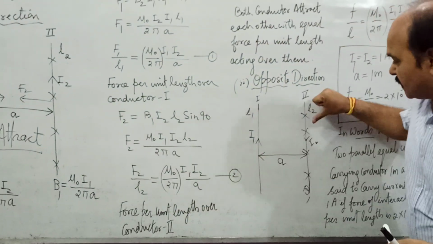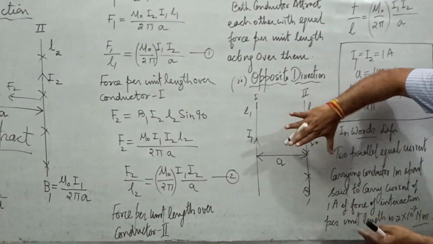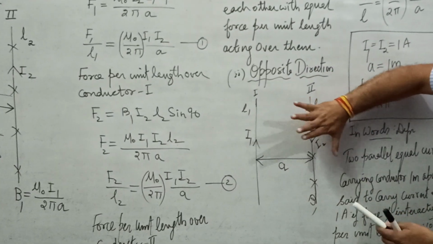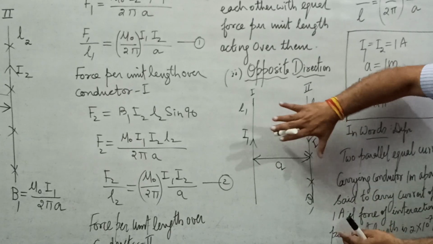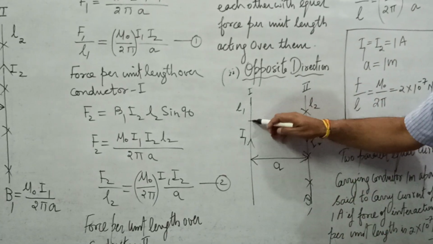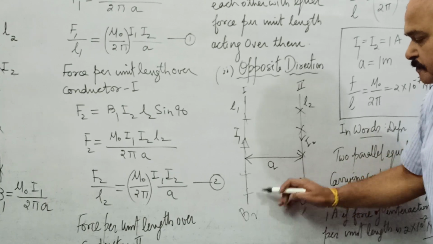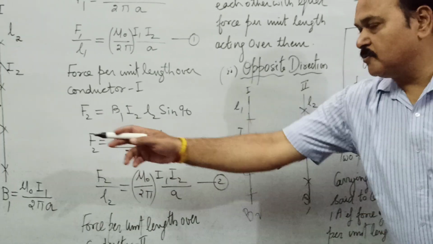Magnetic field because of this conductor here would be what? Again cross. See, this time the current in this conductor is where? In the downward direction. So the magnetic field here would be in the direction which is what? Cross. This is the magnetic field because of conductor number 2 here, B2. The value of B2 would be the same as the B2 written there.